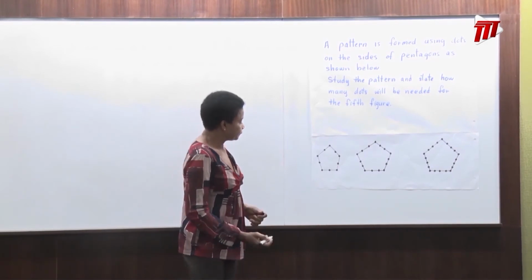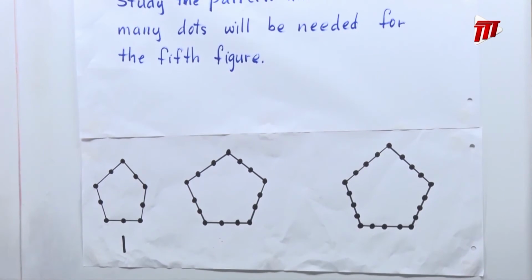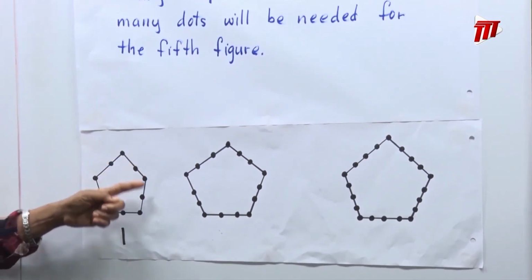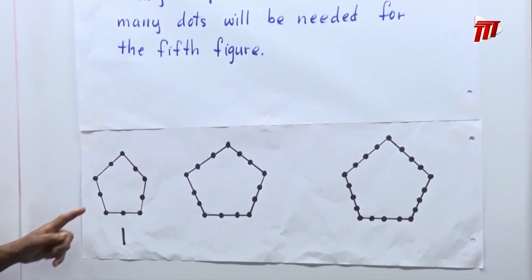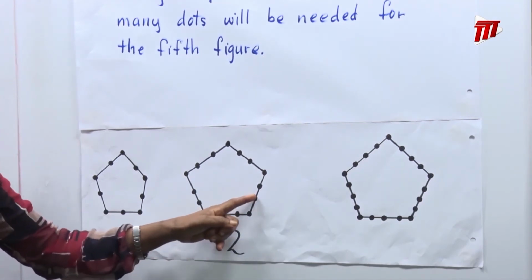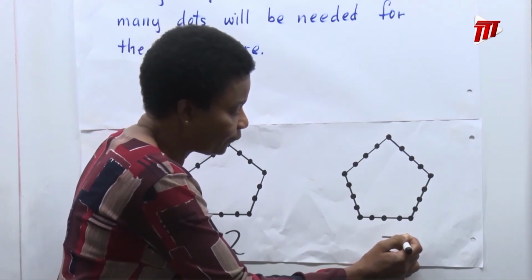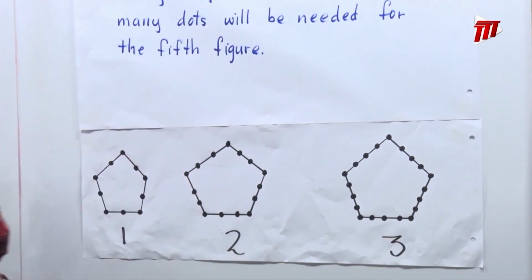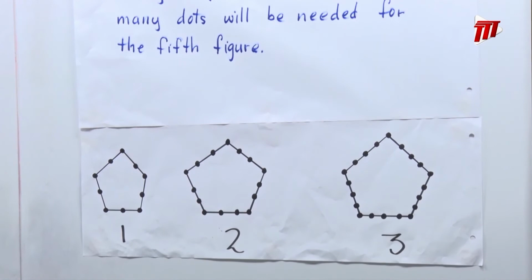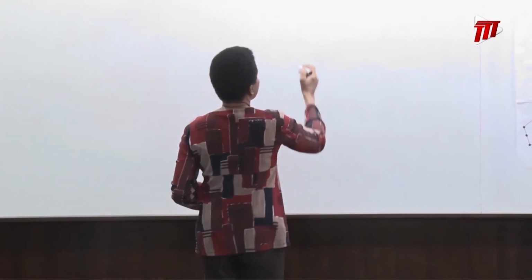So let's see. On the first figure, let's see what pattern we can get. The first figure has 1 dot in the center. The second figure has 2 dots in the center. And the third figure has 3 dots. Therefore, we can infer that the fifth figure will have 5 dots. Let's draw our pentagon to see.